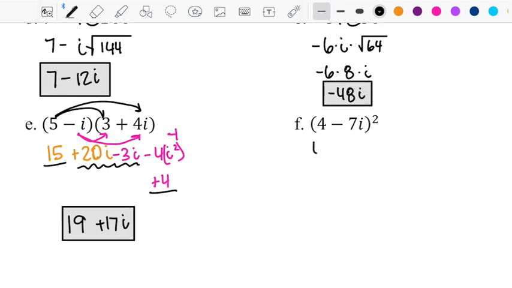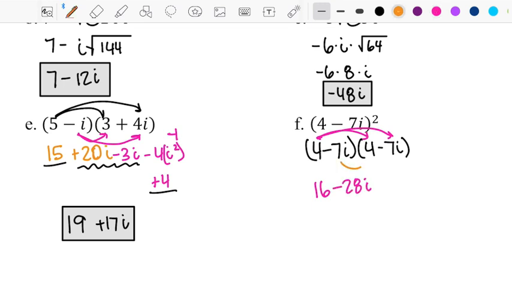For f, something similar happens, but we have to remember that this means 4 minus 7i multiplied by 4 minus 7i. And then we go ahead and distribute. 4 times 4 is 16. 4 times -7i is -28i. -7i times 4 is still -28i. And -7i times -7i is a plus 49i squared.